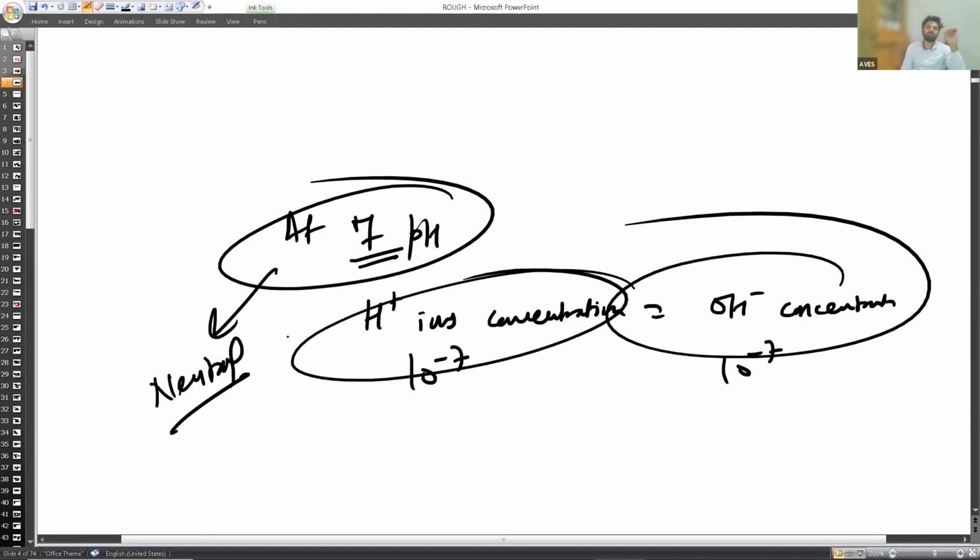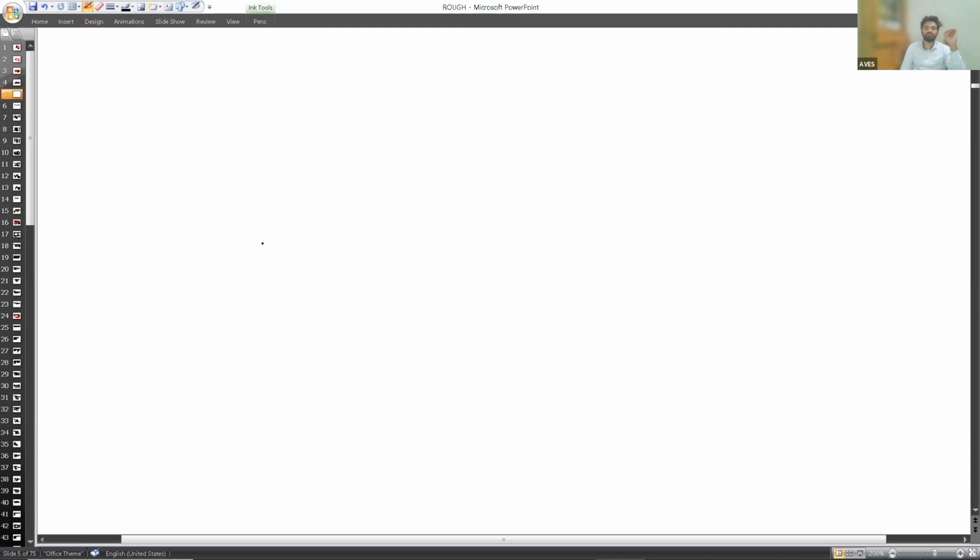Now at pH 9, if I say the pH is equal to 9, then what will the H plus ion concentration in the same solution be?